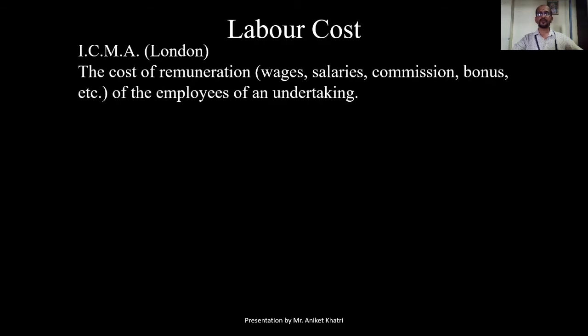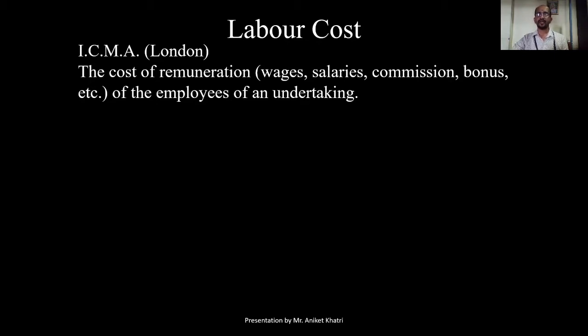Labor cost. So let us see the first definition of labor cost, which is given by ICMA London. The institute defines labor cost as the cost of remuneration, that is wages, salaries, commission, bonus, etc. of the employees of an undertaking. So you can see there are many things covered in this definition. They have covered wages, salaries, commission and bonus.